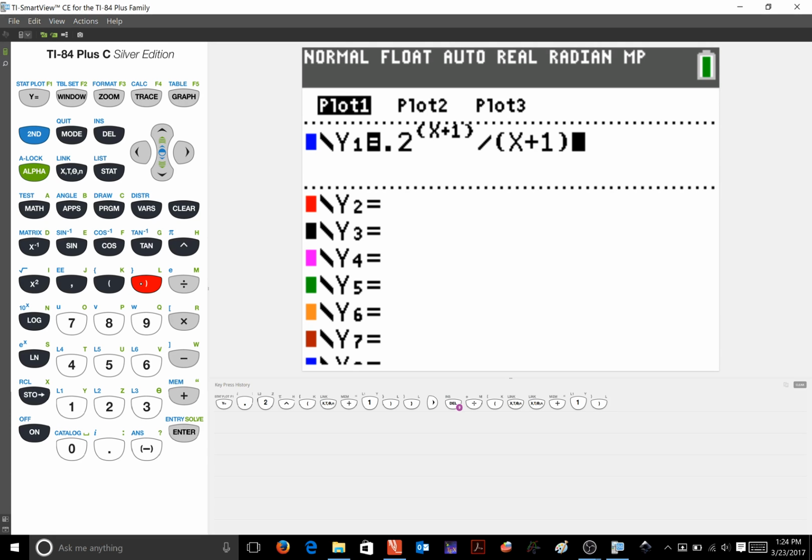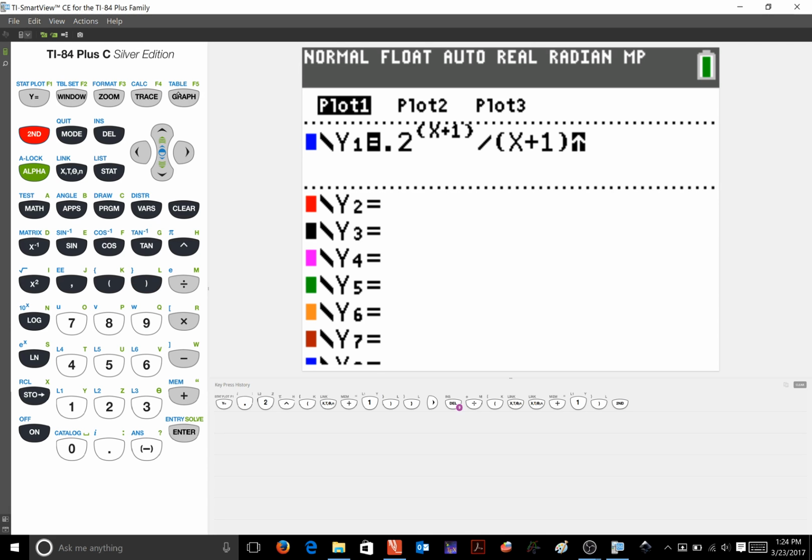And we want this to be smaller than 0.001. So that is in our y equals. Now we can go to our table, which if you look right above the graph button on the top right-hand side of your calculator, it says table. So that's what we're going to do. Go to the table.